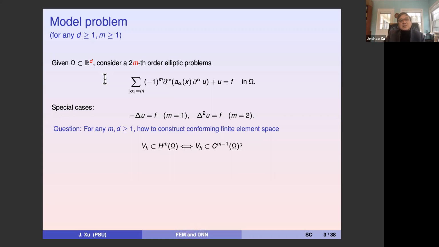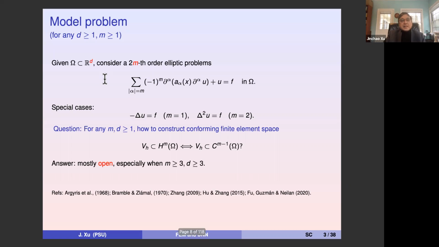My question is how to construct conforming finite element space in general for such high order PDEs. The answer to this question is still mostly unknown. It's still an open question how to construct conforming finite element spaces for arbitrary dimension, arbitrary m. I have to say this is more a mathematical exercise, even though in practice you have high order PDE to solve, like fourth order in 2D for the plate.